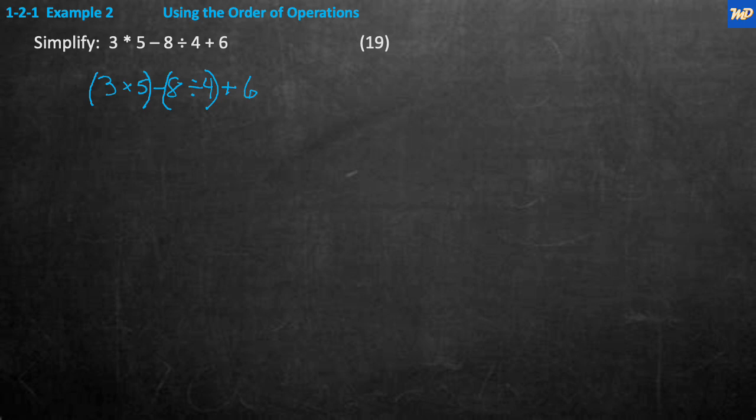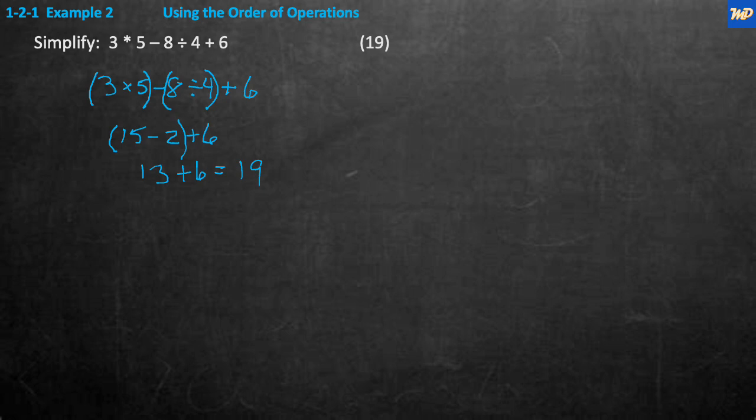And the other thing to keep in mind is part of the rule says multiplication and division from left to right. So that means we're going to do this one first, the 5 times 3, or 3 times 5. So that ends up being 15 minus, then we do the 8 divided by 4 is 2 plus 6. And then we do addition and subtraction. And we do that from left to right. Well, from left to right, we're going to do 15 minus 2, which is 13 plus 6. And 13 plus 6 is equal to 19.